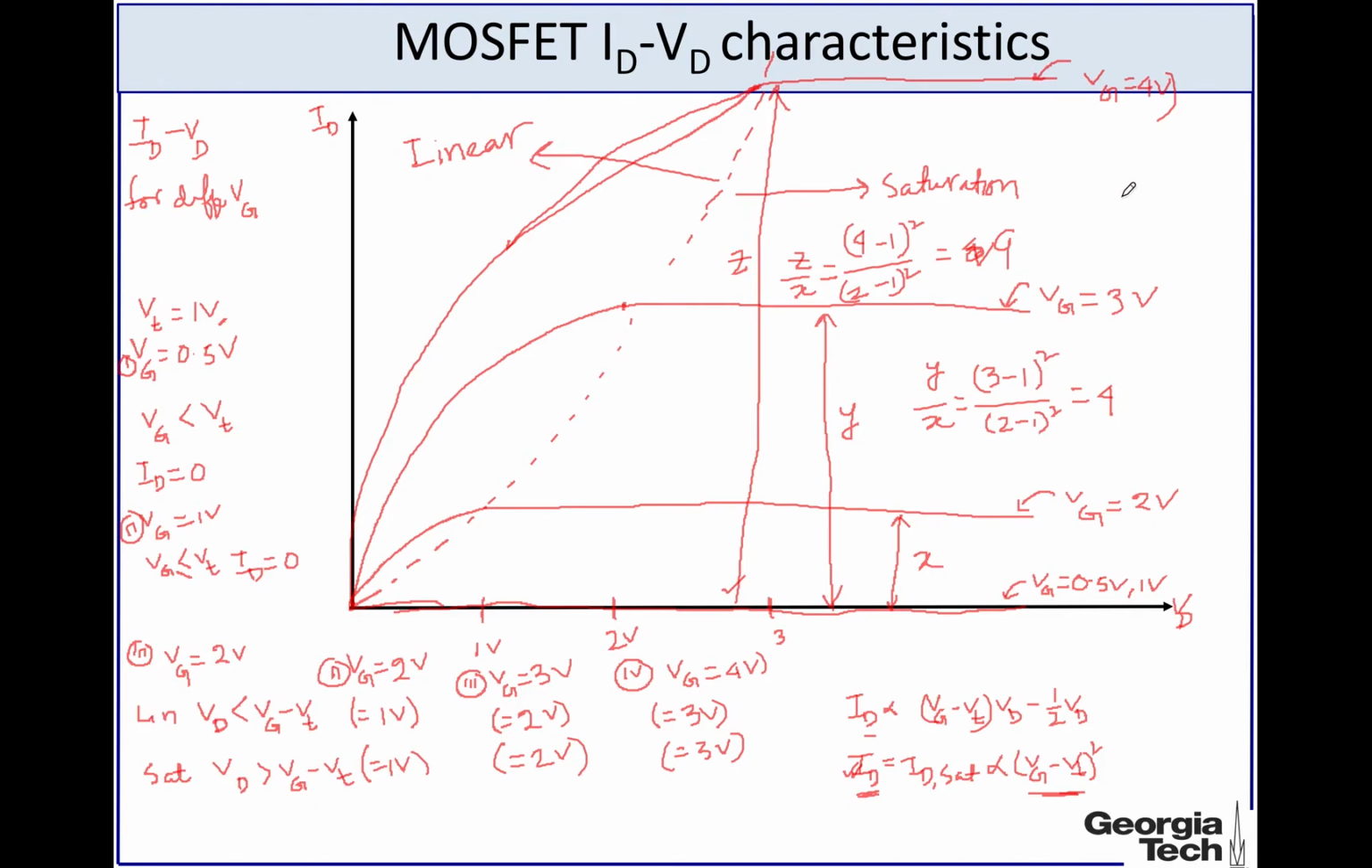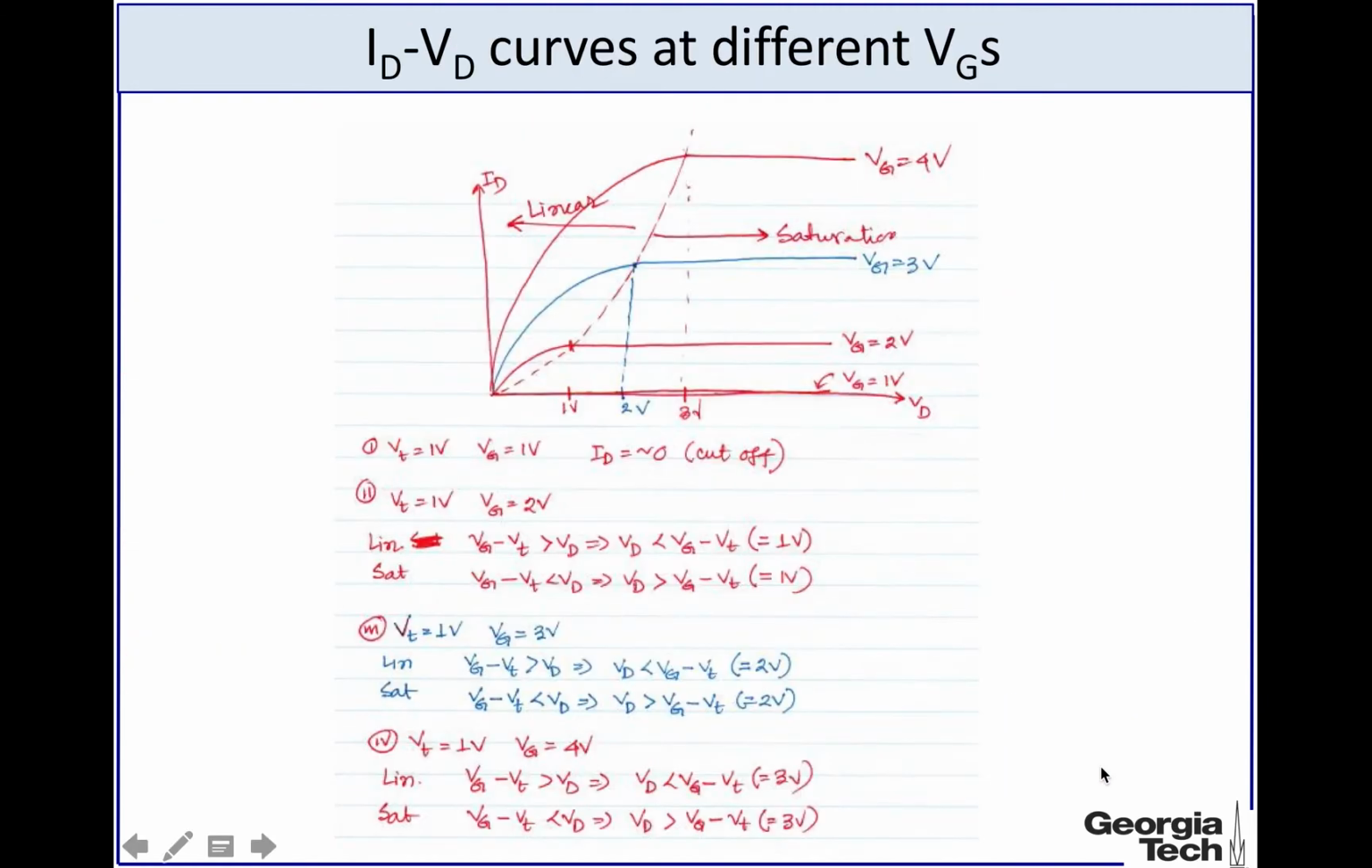the saturation current, or the maximum current that we will get out of the device, for 4 volts will be 9 times that for Vg equals 2 volts, and the saturation current that you will get for 3 volts will be 4 times larger than that you would get for 2 volts. So this is one of the important features of the square law current. The saturation current is proportional to the square of Vg minus Vt. So that's that. Here we have plotted the same curve, and the same analysis is shown here.